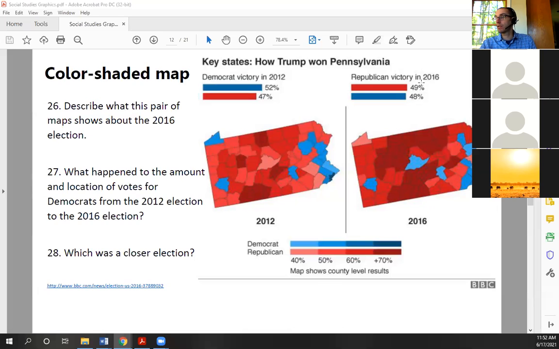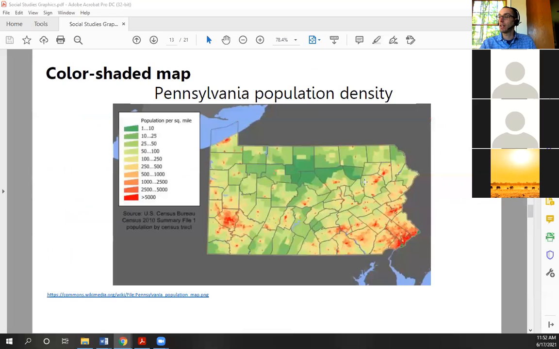And yet it's so close. In 2016, 49% to 48%. So it's very close. And yet, if you look at the map, you're saying, well, there's so much red. How could they lose? What happens is, let's compare this map to the next map here. This is population density, right? So this is Pittsburgh and Allegheny County. This is Philadelphia over here. Very high population density, right?